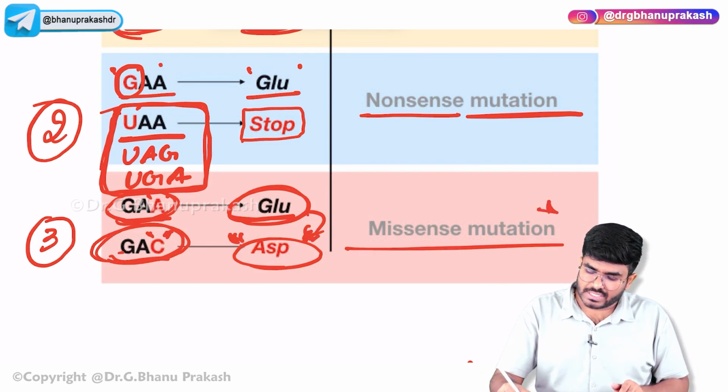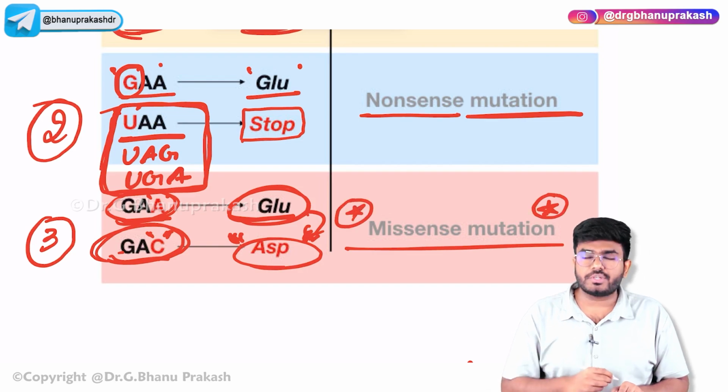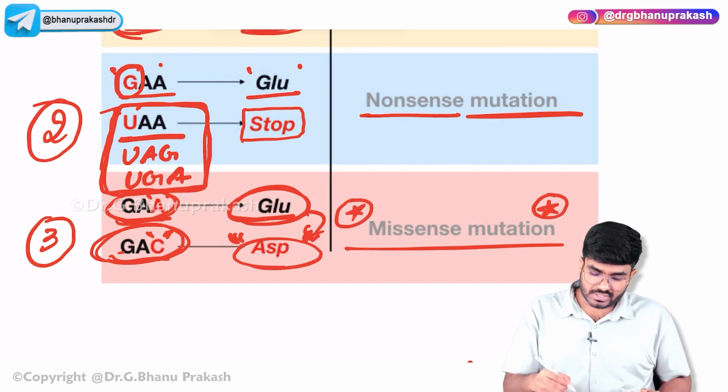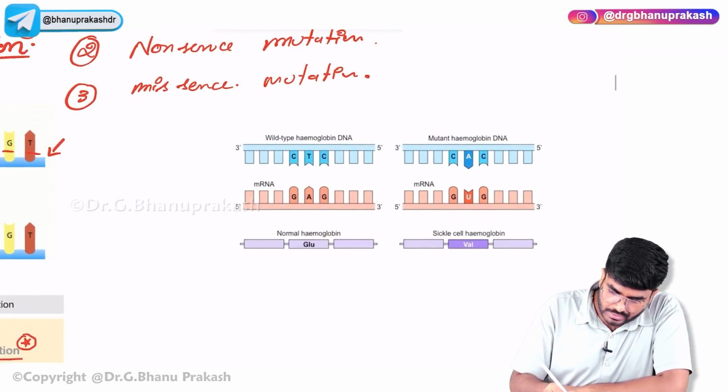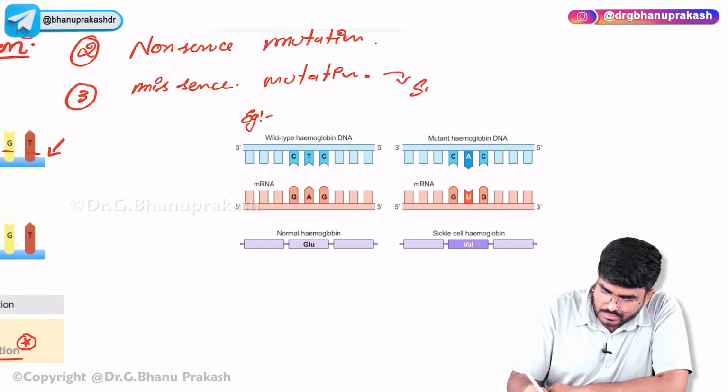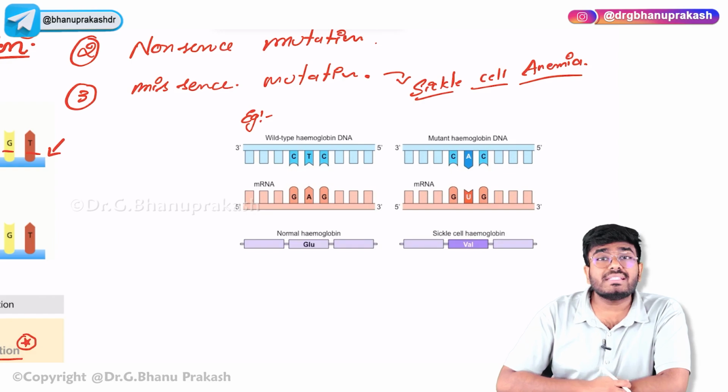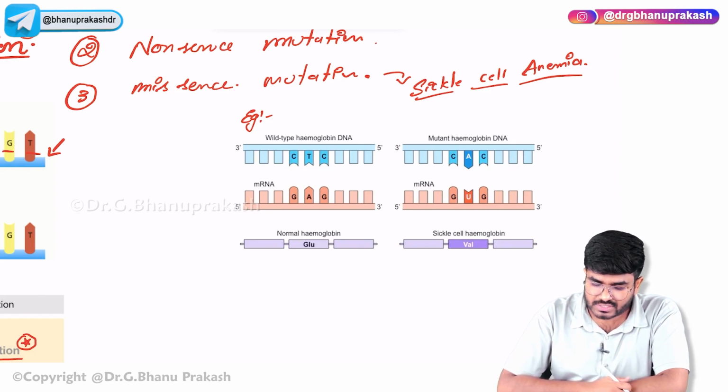So, that is called a missense mutation, where an amino acid is changed. This is what classically happens in a patient who has sickle cell anemia. Let me write here: missense mutation is usually seen with sickle cell anemia. Sickle cell anemia patients are going to have the missense mutation. So, what exactly is happening in sickle cell anemia?